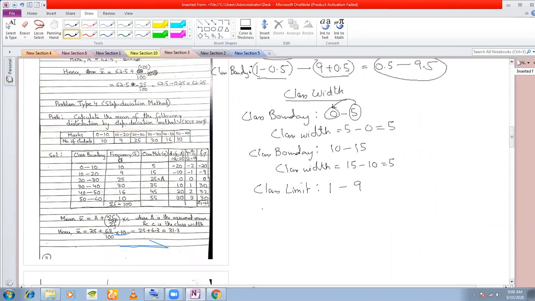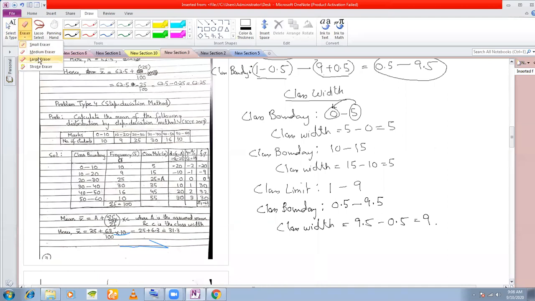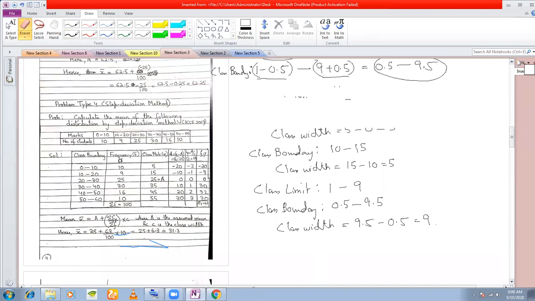We first convert this to a class boundary. How do you convert this to a class boundary? By subtracting 0.5 from 1 to get 0.5 and adding 0.5 to 9, so you get 9.5. Now you calculate the class width: 9.5 minus 0.5 is equal to 9. So this was nothing but refreshing your class 9 knowledge. Let's now move on to the sums.